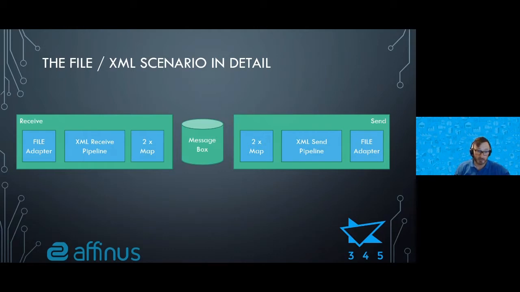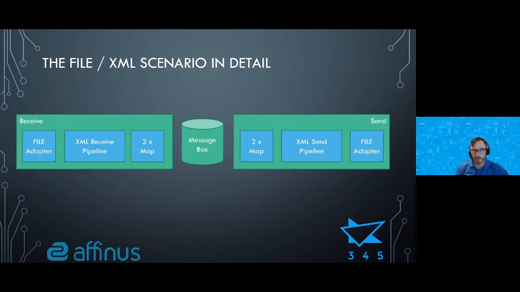It picks the file up off the file system. That goes into an XML receive pipeline, and obviously an XML receive pipeline will parse the XML. It will try to match that XML up to a schema, and then if there are promoted properties, it'll promote those properties. But it will also promote the metadata about the XML. So it'll promote the message type. It will promote what the root node is and all that sort of thing.